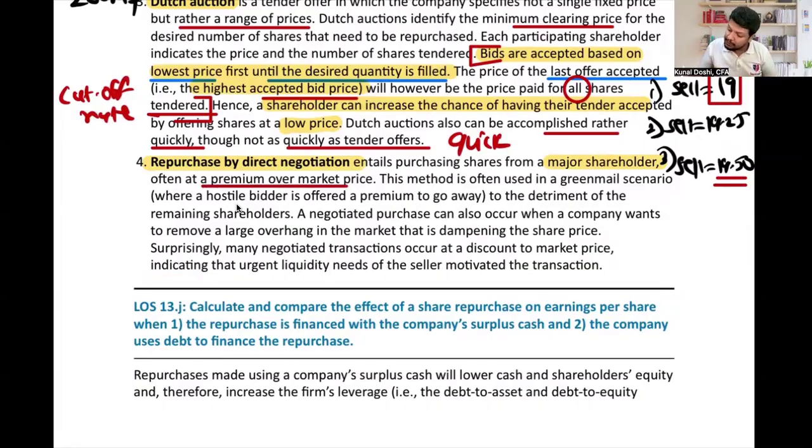But here, this method is used in a greenmail scenario. Yes, when there is a hostile takeover, everyone. So this method is generally used by a company when a big prominent investor who is probably bullying your company, like what Elon Musk did with Twitter, and you don't want such an investor to take over your company.